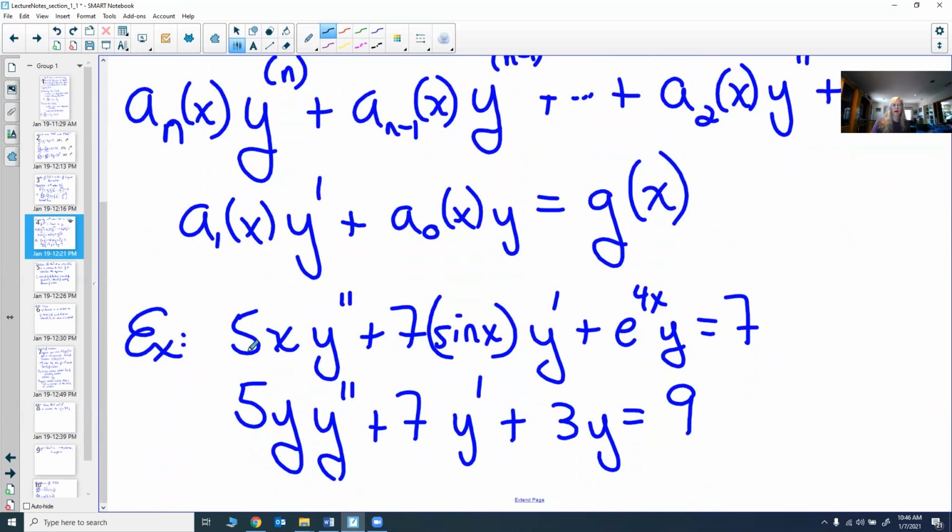So an example: 5x times y double prime plus 7 sine of x times y prime plus e to the 4x times y equals 7. This is an example of a linear differential equation. I realize that sine of x and e to the 4x are not linear, but those are x's, not the y's. There's no y times y prime. There's no e to the y. All the y double primes and y primes are linear. So this first one is in fact linear.